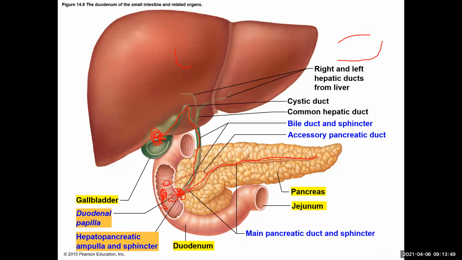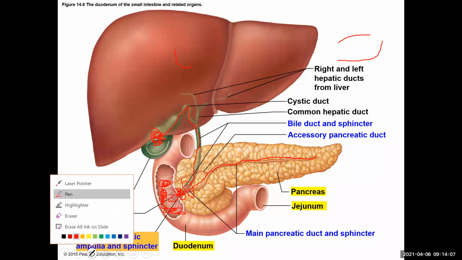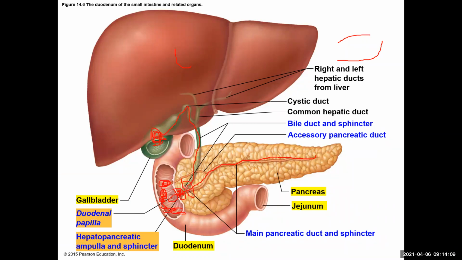Once the food is here, only then does the sphincter over here relax and allow the bile and the pancreatic juice to act on the food.